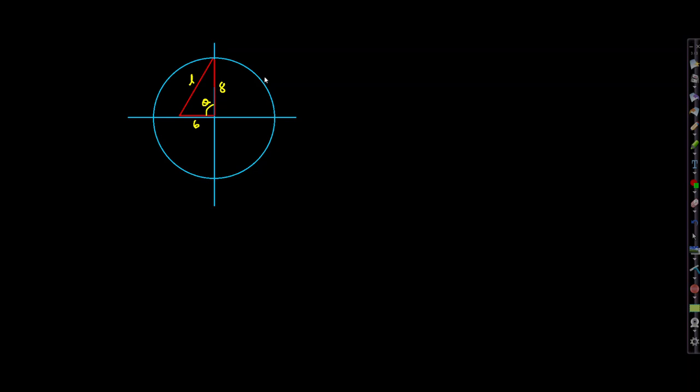Alright guys, welcome to this question about the hands of a clock moving around the clock face. So yeah, coming back to the question.